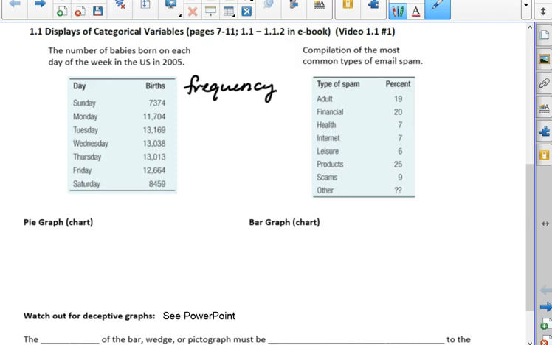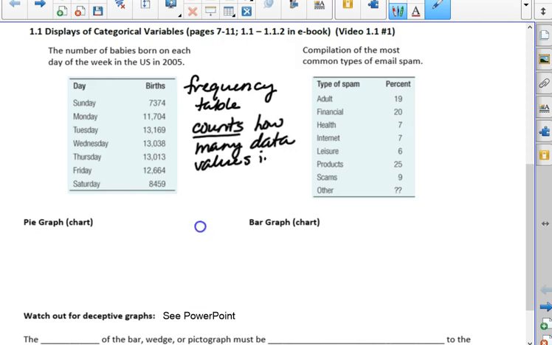And the frequency just counts how many data values are in each category. So we often refer to these as counts.